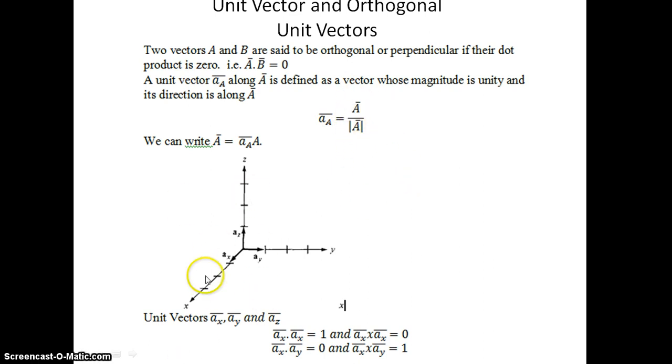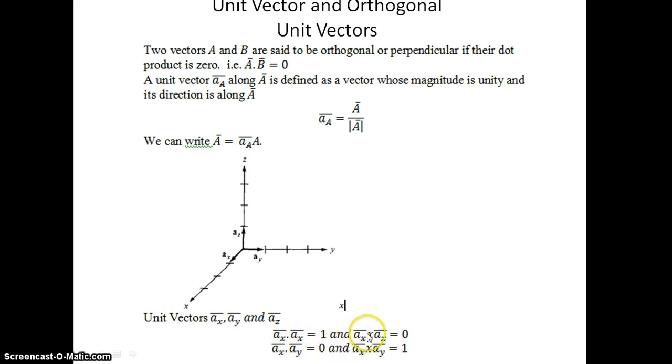So, in this rectangular coordinate system, we have three unit vectors: Ax in the direction of x, Ay in the direction of y, and Az in the direction of z. These three are mutually perpendicular to each other. When you consider Ax dot Ax, it is Ax cos 0. Since the angle between the two same vectors is 0, cos 0 is equal to 1.